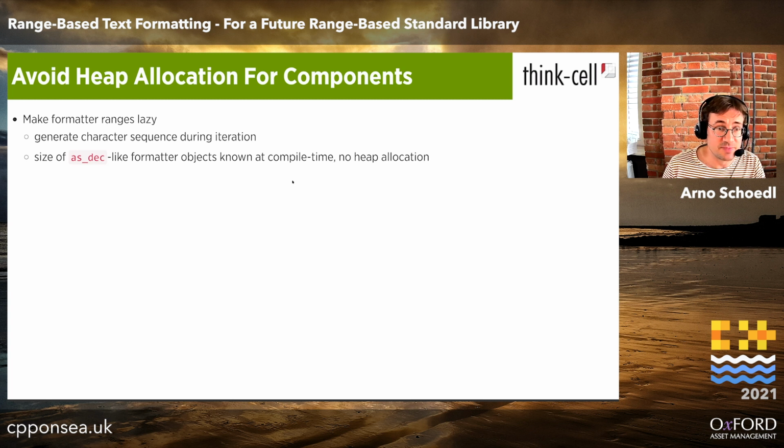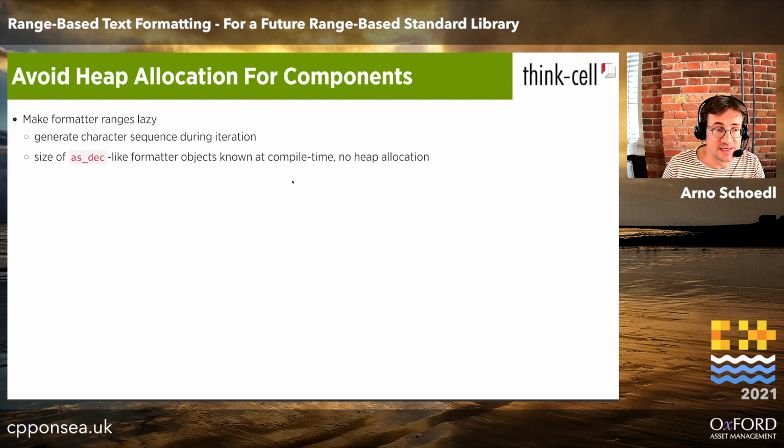So the idea would be that we make these formatters lazy, because ranges can be lazy, like we've seen with the filter, and we will make these formatters lazy as well. They will just capture the content. They will just capture the number that you want to print, and the actual printing, the actual turning into a string will happen when you are iterating over that range.